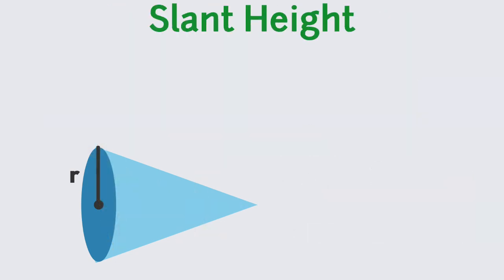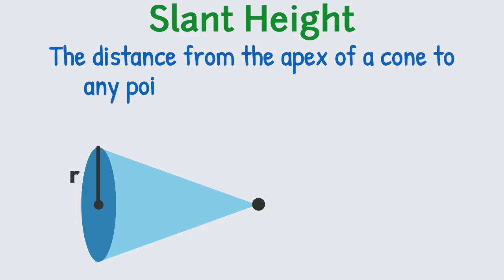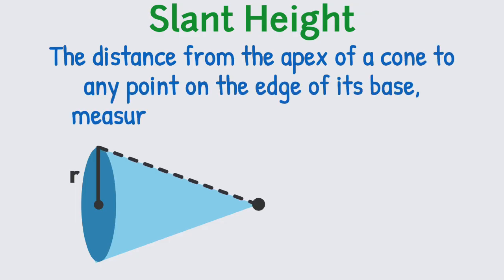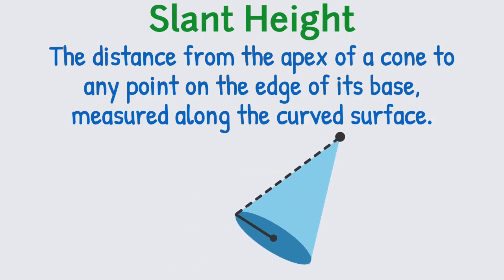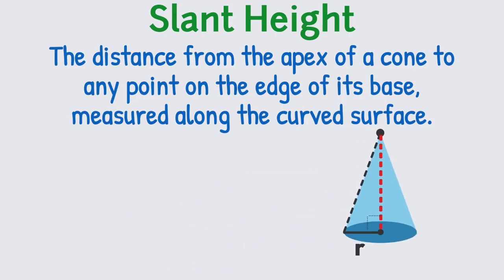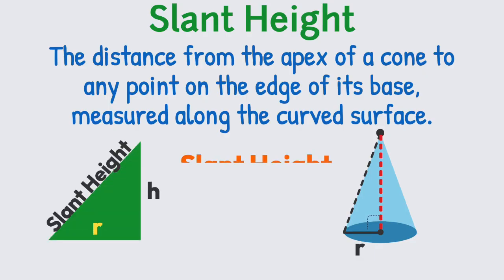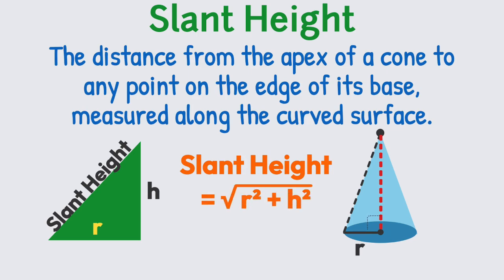Slant height: the distance from the apex of a cone to any point on the edge of its base, measured along the curved surface. The slant height is different from the vertical height of the cone. Think of the slant height as the distance you would travel if you walked up the sloped surface of the cone from the base to the tip. Because the slant height, the vertical height, and the radius form a right triangle, the slant height can always be found using the Pythagorean theorem.